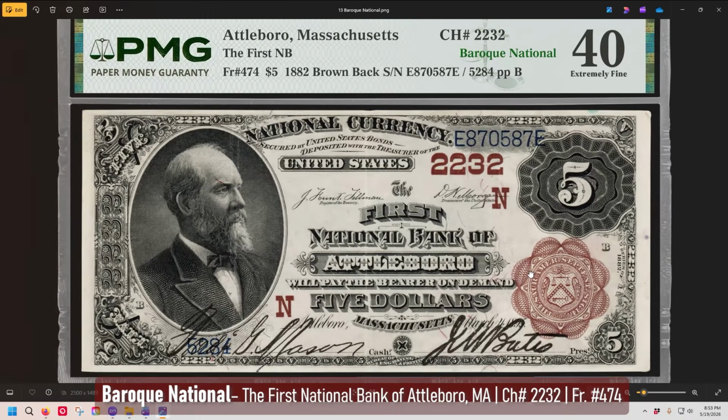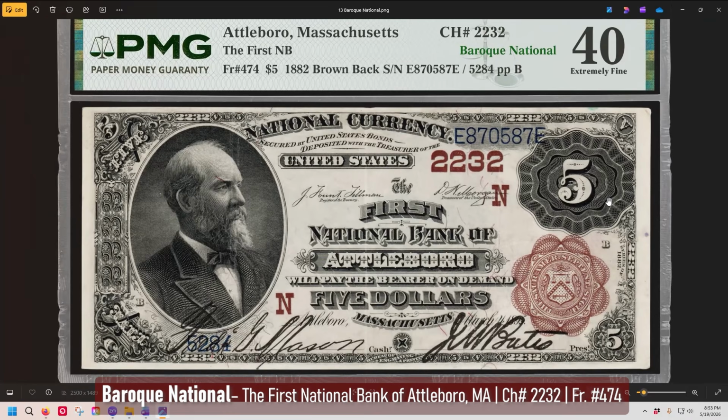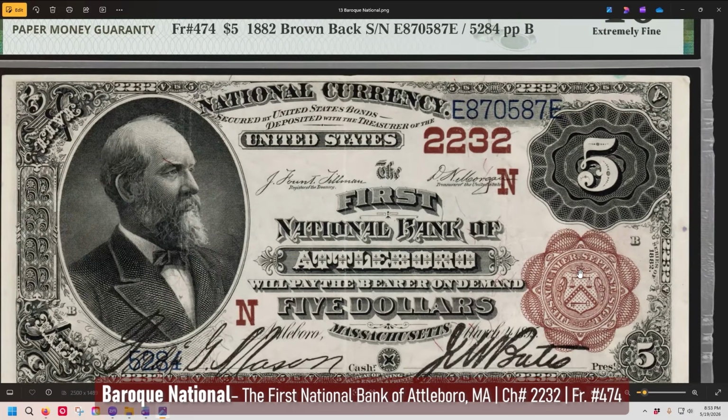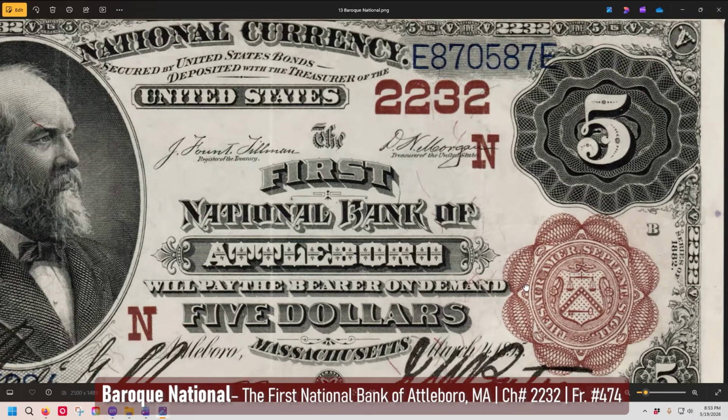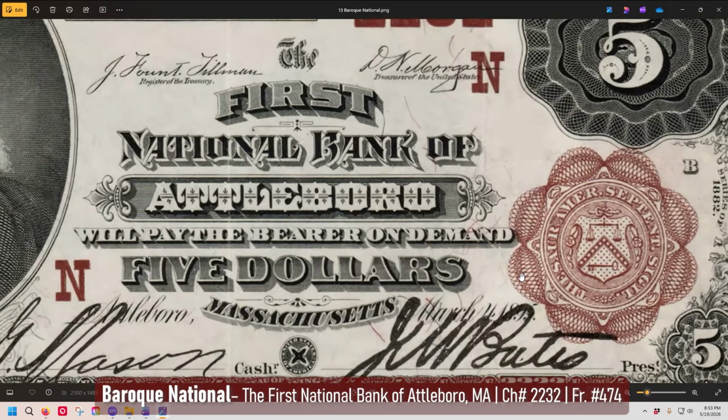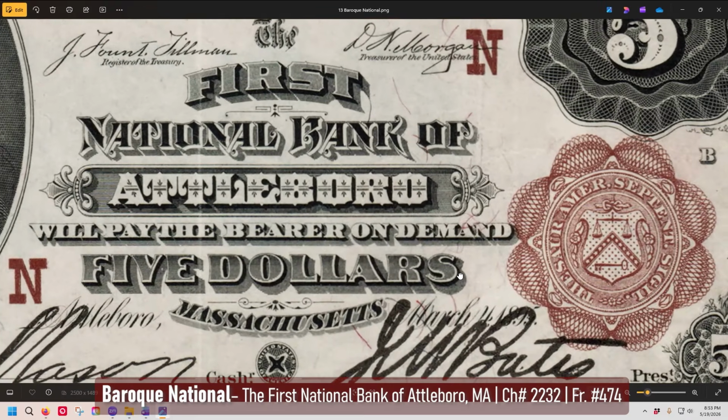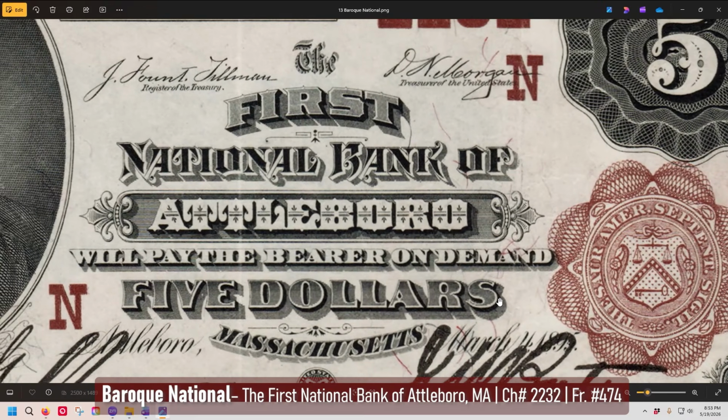So this one is another one that just struck me as very different. Awesome note. This is a beautiful banknote. Yes, it is. Again, that's very attractive. Now, this is a Baroque National Bank of type.